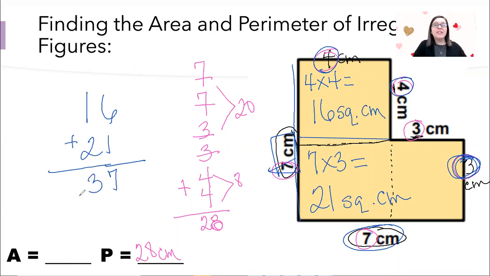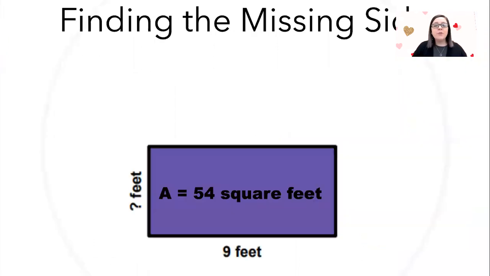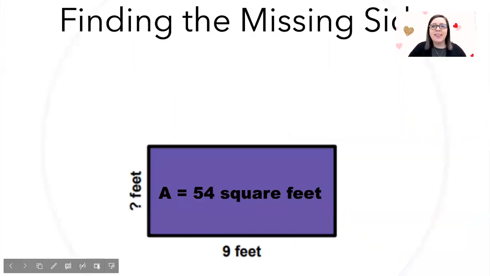Very good. I hope you got 37. So that means that the area of this shape is 37 square centimeters. Excellent job there, boys and girls. So that is how we find area and perimeter of irregular figures.